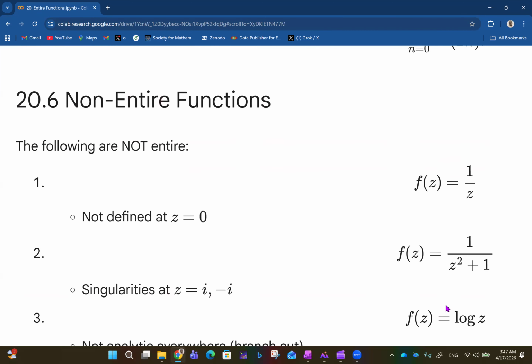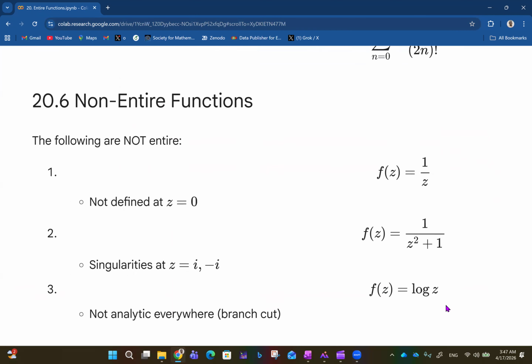So, can we give examples of non-entire functions, having seen examples of entire functions? The following are not entire. Number 1, f(z) equals 1 over z. That's the inversion of the complex number z. Because it's not defined at z equals 0, when x is 0 and y is 0, this function is not defined. That's what it means for z to be 0.